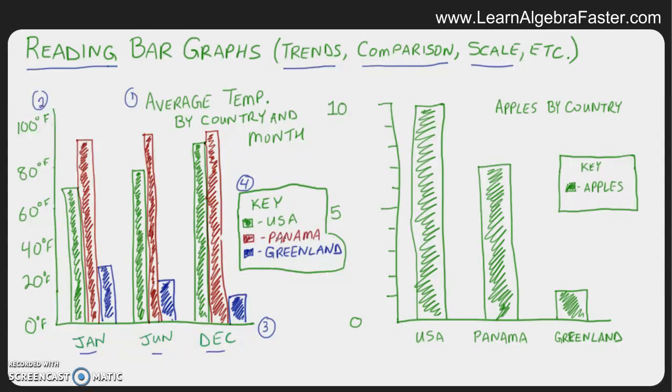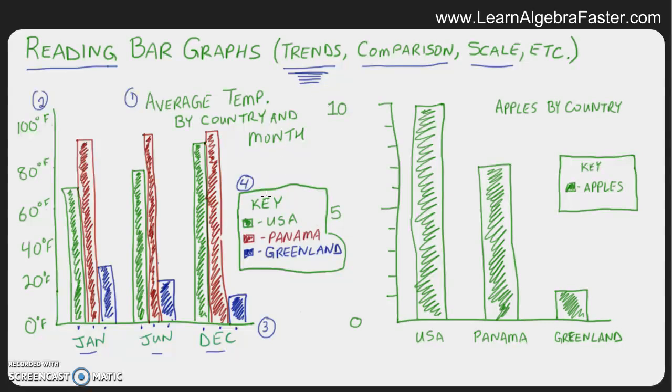So as you look at these charts, January has measures for all 3 countries, June has measures for all 3 countries, and December has measures from all 3 countries. Now let's go back here and let's talk about trends. Sometimes bar graphs have data that's all over the place and there really is no trend. But this specific graph, I drew it to show trends in the data.